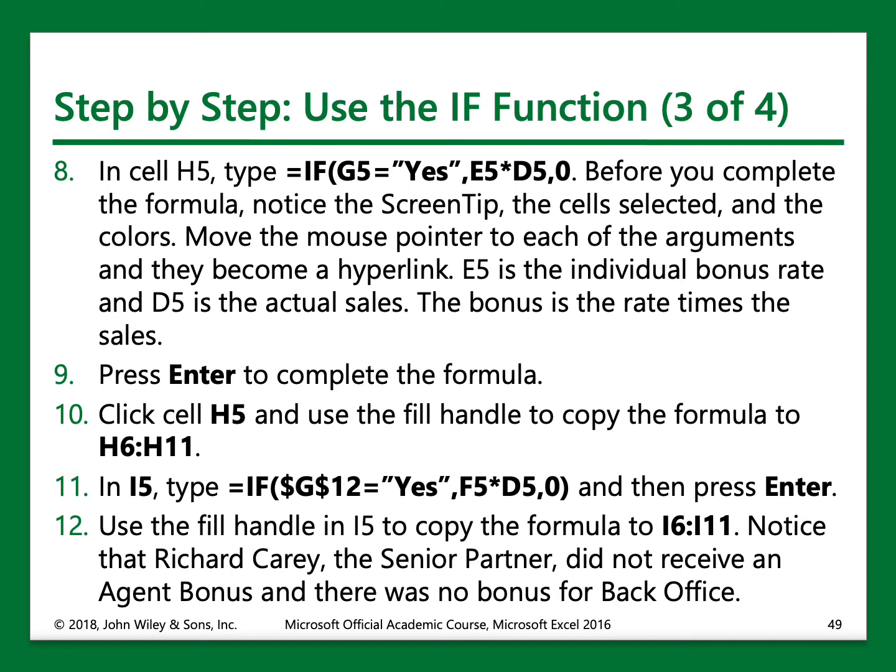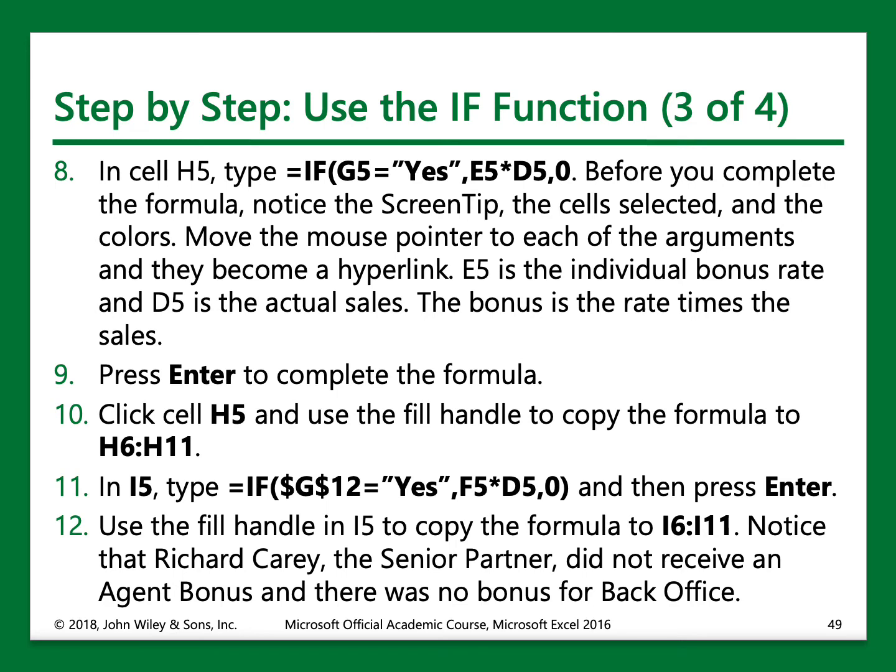In cell H5, type a more complex function. Type equals IF G5 is equal to yes, then we're going to do E5 times D5. So that's going to calculate what their bonus should be, and then there's comma 0 and close bracket.